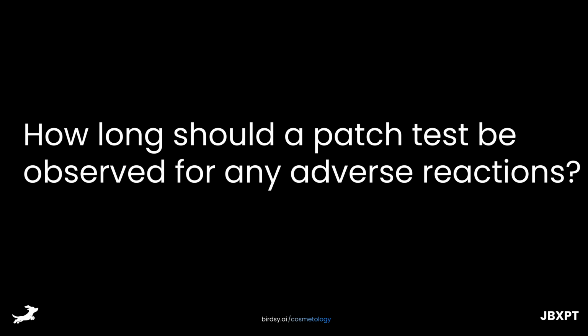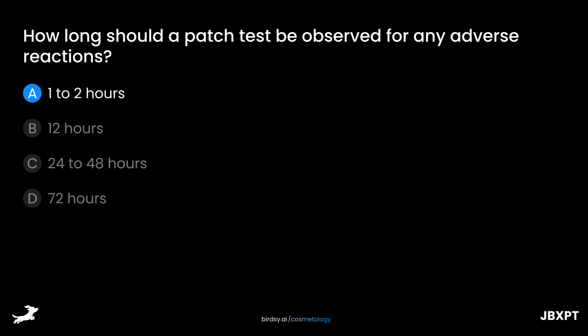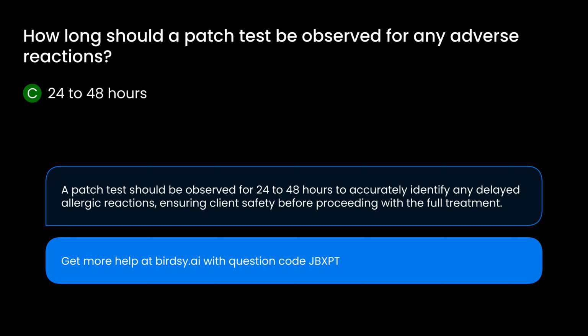How long should a patch test be observed for any adverse reactions? Is it A, 1 to 2 hours, B, 12 hours, C, 24 to 48 hours, or D, 72 hours? The answer is C, 24 to 48 hours. A patch test should be observed for 24 to 48 hours to accurately identify any delayed allergic reactions, ensuring client safety before proceeding with the full treatment.